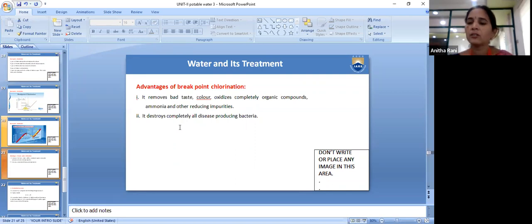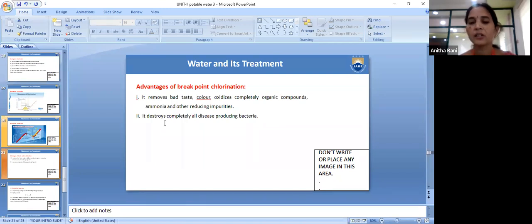By knowing the exact amount of chlorine to add, it removes bad taste and color. It completely oxidizes organic compounds and impurities present in water. It reacts with ammonia present in water and other reducing impurities also. So we won't get any bad taste or bad odor, and we can remove the reducing impurities present in water by following break point chlorination.